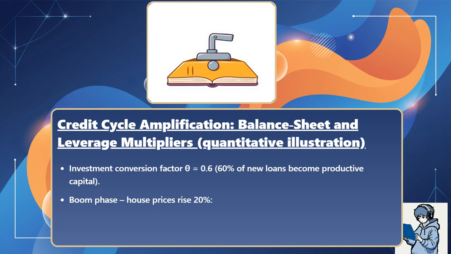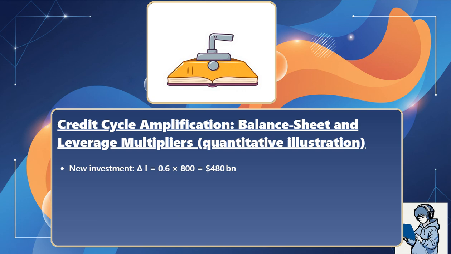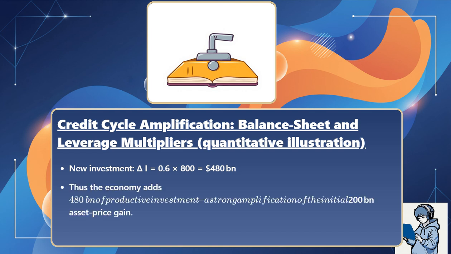Boom phase, house prices rise 20%. Delta A equals 0.2 times 1,000 equals $200 billion. New loans, delta L equals 4 times 200 equals $800 billion. New investment, delta I equals 0.6 times 800 equals $480 billion. Thus, the economy adds $480 billion of productive investment, a strong amplification of the initial $200 billion asset price gain.